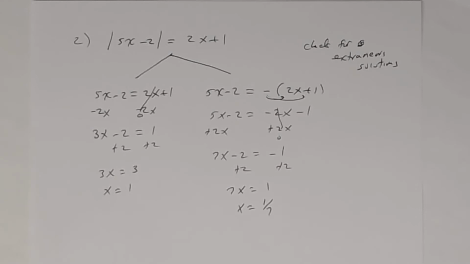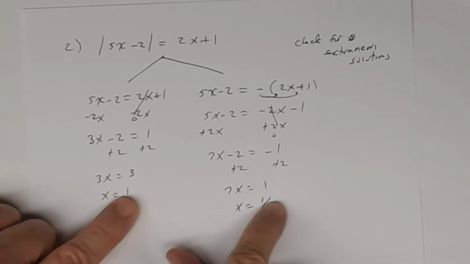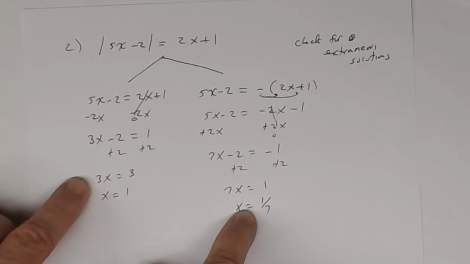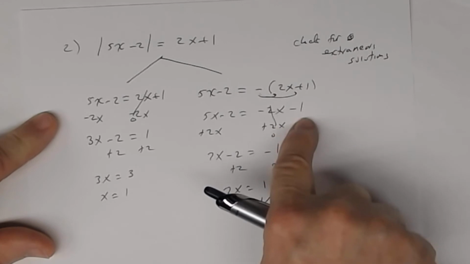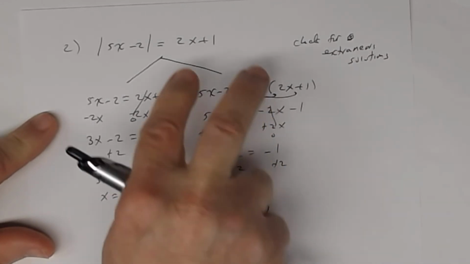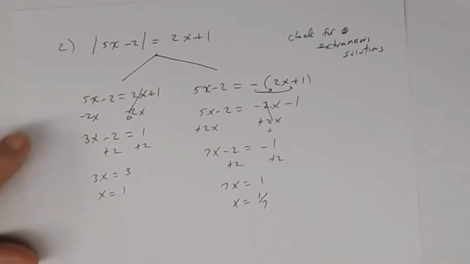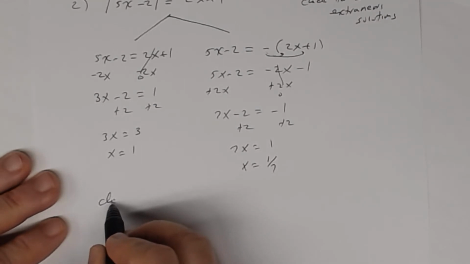All right, so let's go ahead and check both of those solutions. So remember, those proposed solutions, those apparent solutions, are solutions to these linear equations right here. But the question is, are they solutions to the absolute value equation? All right, so let's check it. So you must always go back to the original equation. So let's check the first one.